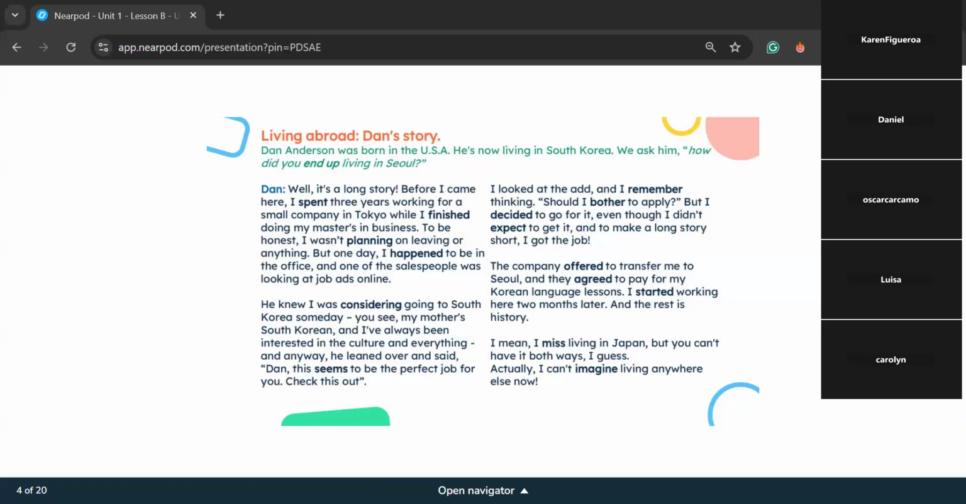He knew, right? Yes, that's right. That's the one. He knew I was considering going to South Korea someday. You see, my mother is South Korean, and I've always been interested in the culture and everything. And anyway, he leaned over and said, Dan, this seems to be the perfect job for you. Check this out. Okay, perfect.